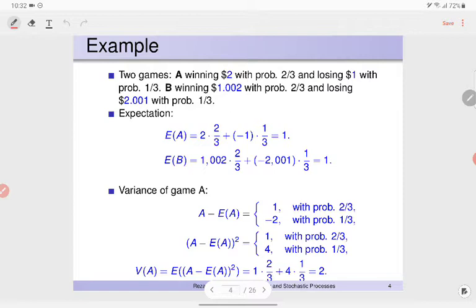Let's try to find out the expectation of these two games, the expectation in terms of payoff. The expectation of game A is equal to the winning, namely $2, multiplied by the probability 2/3 plus the loss, namely minus $1, multiplied by the probability 1/3. So the average payoff therefore is equal to 1. That means that we expect that we will get $1 in every game.